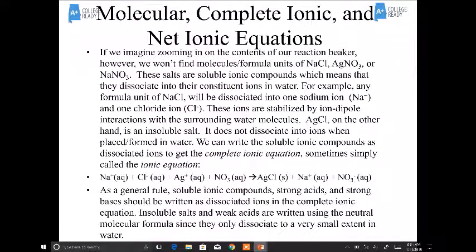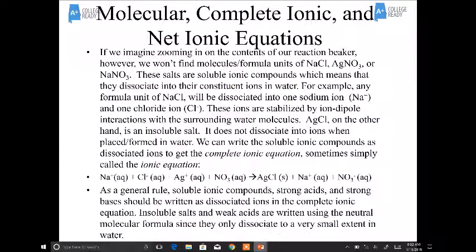So next, if we imagine zooming in on the contents of our beaker that this reaction is taking place in, you're not going to find molecules or formula units of NaCl, AgNO3, or NaNO3, because these are soluble salts. And when they're put in water, they dissociate into their ions. So sodium chloride is going to be dissociated into Na plus and Cl minus. AgNO3 is going to be dissociated into Ag plus and NO3 minus. Sodium nitrate is going to be Na plus and NO3 minus. On the other hand, AgCl, since it's an insoluble salt, is going to form a solid precipitate in the water. We'll be able to see that.